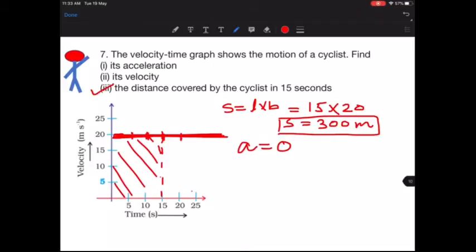Now, you have to also comment about the velocity. What is the velocity all through the journey? How much velocity is the cycle maintaining in this case? The velocity that he is maintaining is 20 meters per second. Okay, 20 meters per second. So is it clear to all of you? Very nice. Yes, most of you are able to understand.